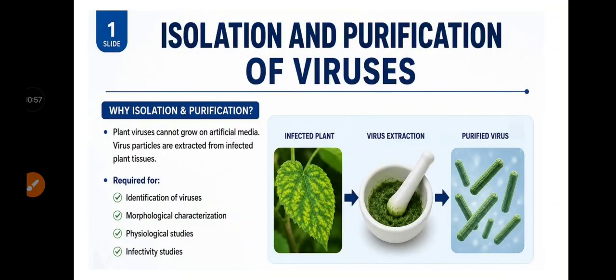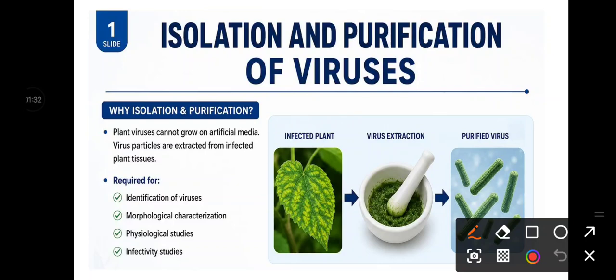So first, why isolation and purification is needed for viruses. We are not doing isolation and purification like we do for fungi. What we do for bacteria or fungus is inoculate them on artificial media, let them grow on that artificial media, and then do the purification step. But for the virus we have to do the extraction. Why? Because virus is an obligate intracellular parasite.